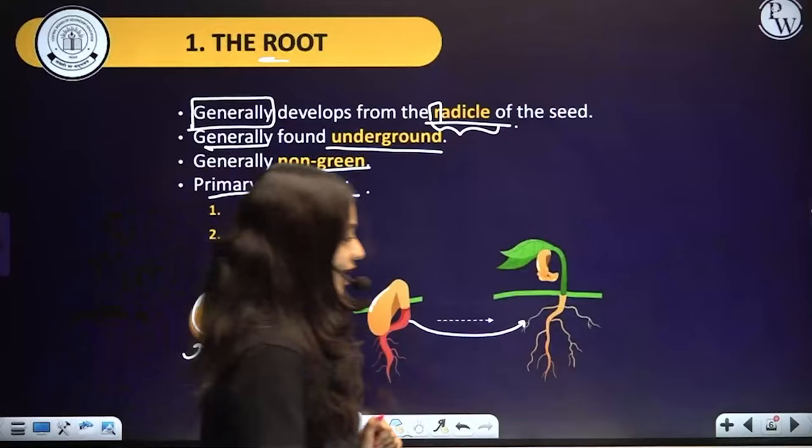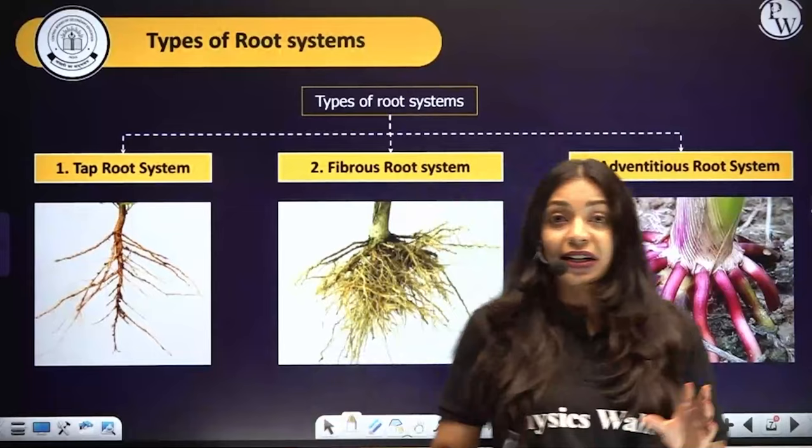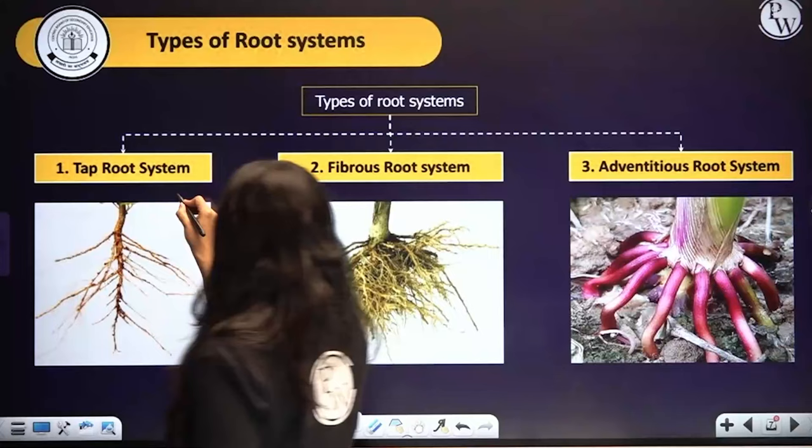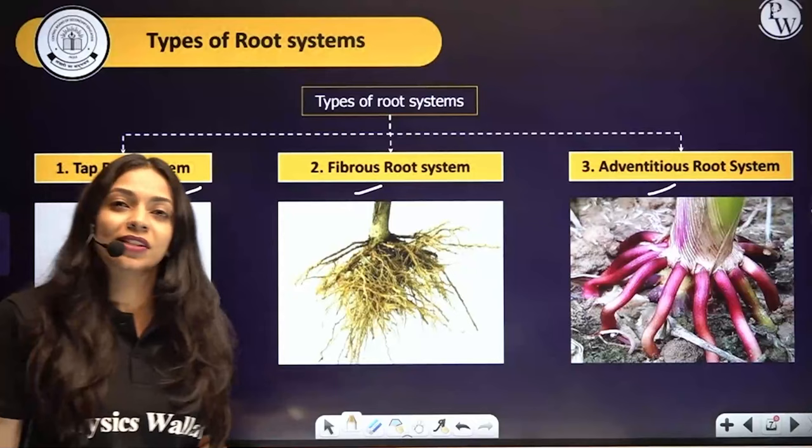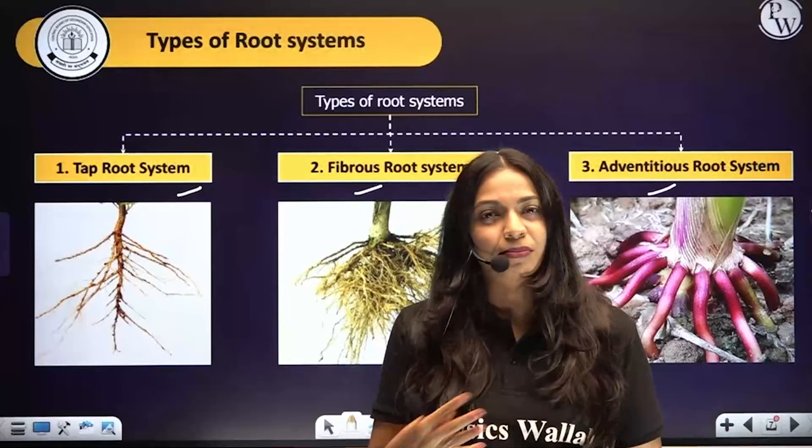There are three different types of root systems that we can see in angiosperms. They are the taproot system, fibrous root system, and adventitious root system. I'm sure you must have heard about the taproot system and fibrous root system. Adventitious root system may be new to you. All right. Nonetheless, I'm going to discuss each of them in detail.